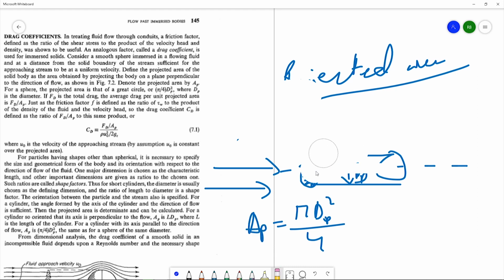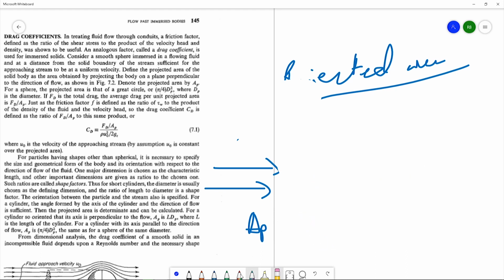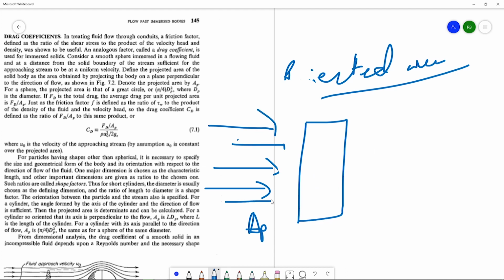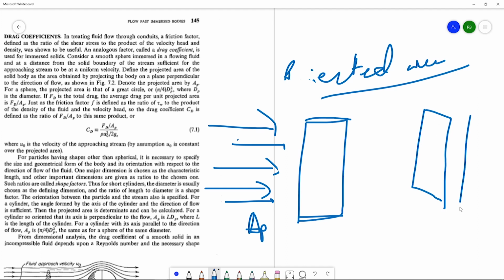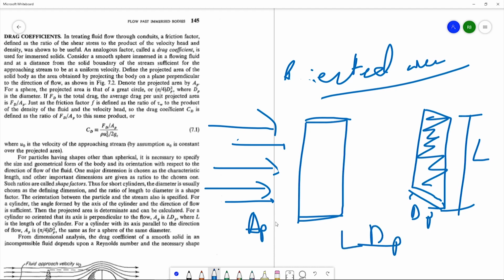What if the cylinder sits like this, and the fluid is flowing in this direction? What will be the projected area? It will be seen by the fluid as a rectangle. Let's say the length of the cylinder is L, and the diameter is dp. So the projected area for the vertical cylinder is L into dp. This is how the projected area is calculated.